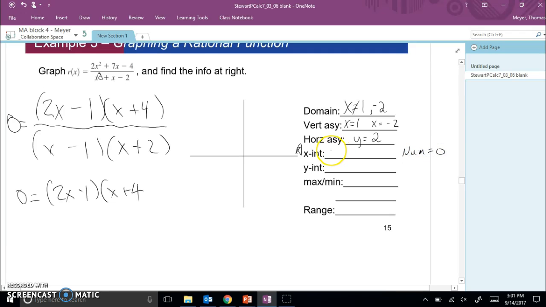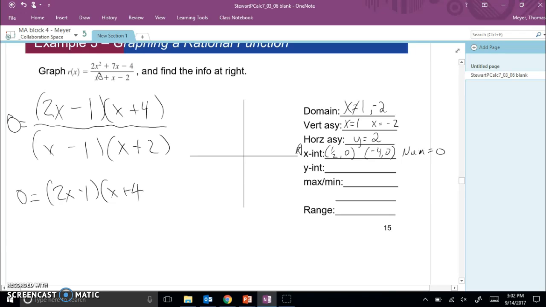So when you do that, we're going to get an x-intercept of 1/2. And actually, I am going to write that in point form. I'm going to write that as 1/2, 0. And then we're going to have another one at -4, 0.